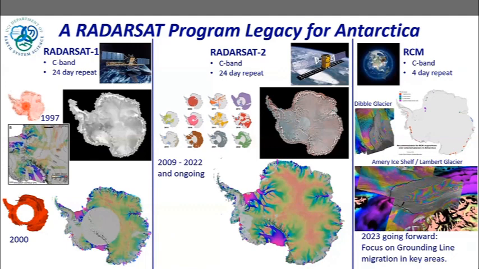I mentioned the Canadian program, and there is a real legacy in Antarctica. The very first map was acquired in 1997. 2000 had an interferometric acquisition campaign, and we reprocessed that, so that's part of our annual time series. Since then, RADARSAT-2 contributed, you see here in the center, these color plots, and that's just where data acquisitions were made. Some of this was gap filling from maps that we had, and some of this was just an attempt to fill in.